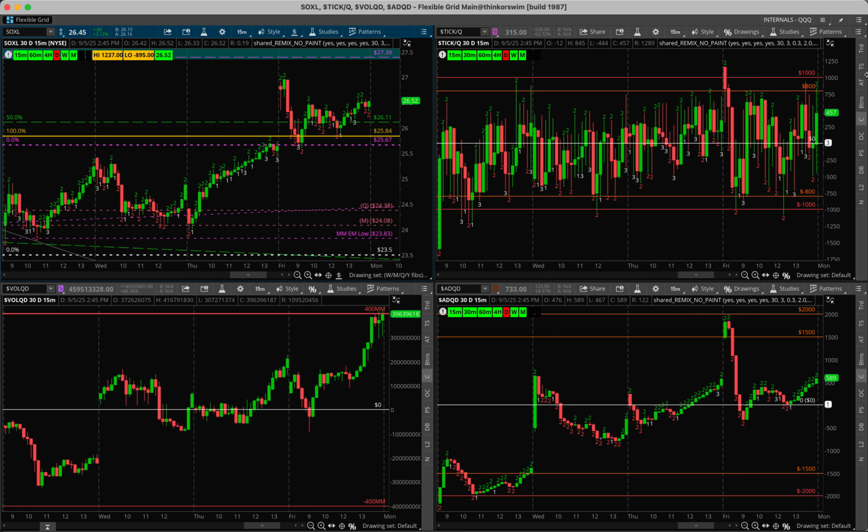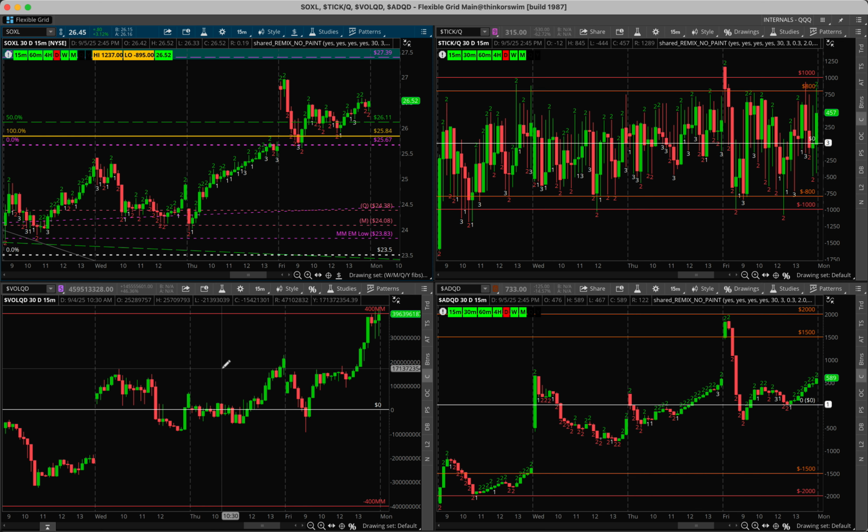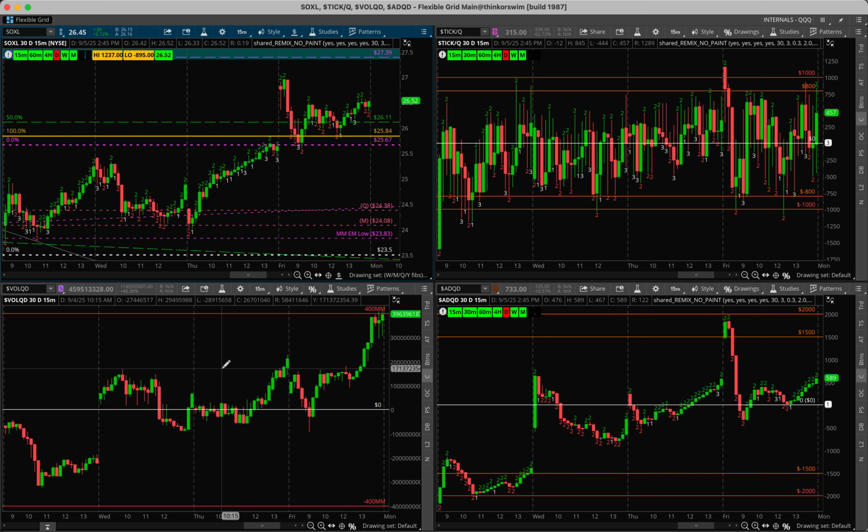So just getting into the charts, like I said, the first thing we'll look at is the price action for the week as well as the QQQ internals. As you can see in the upper left-hand corner, we have the price action for SOXL on a 15-minute time frame. In the upper right-hand corner, we have TICKQ, which is basically a breadth measurement for QQQ. The lower right-hand corner, we have ADQD, which is also another measurement of breadth for QQQ. And then we have VOLQD, which is basically a measure of money flowing in versus money flowing out for QQQ.